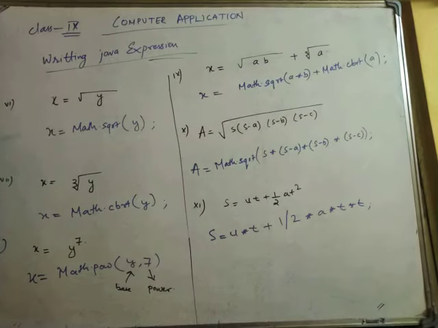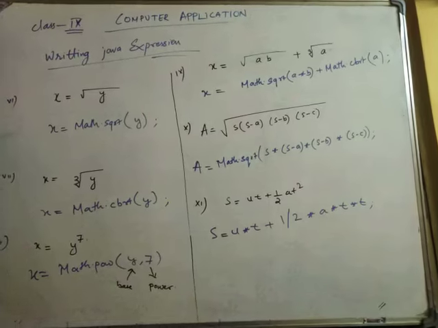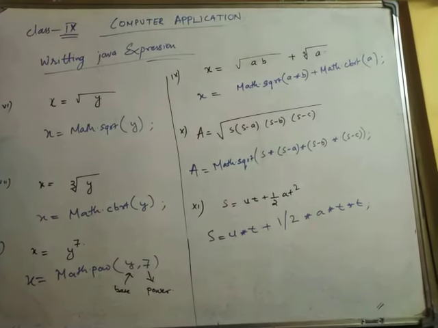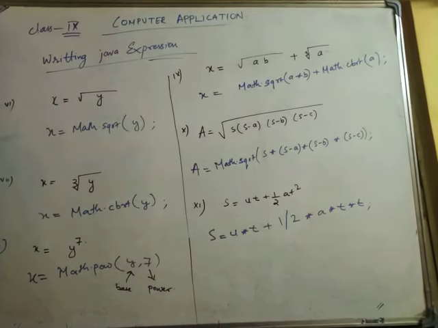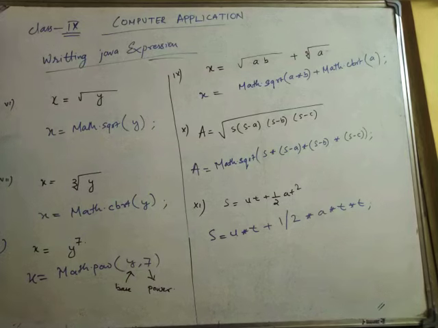Understood? For t square you could use math.pow, but since it is only t square, we can write t into t also. Okay, when small powers are there we can write directly, not a problem. Understood? So this is how you write Java expressions. Clear all of you? If you don't understand Java expressions, it will be difficult to write programs, so please try to understand how to write them.